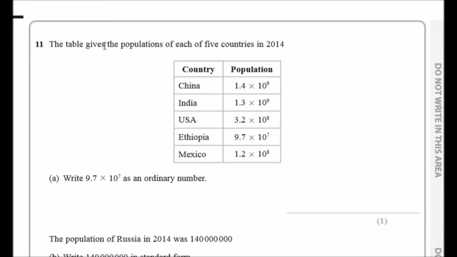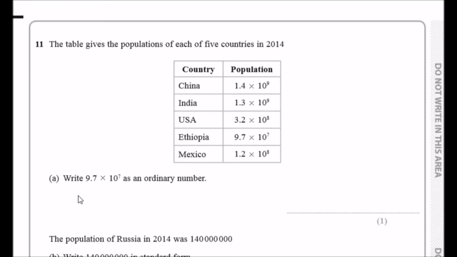All right, so the table gives us the populations of 5 different countries: China, India, USA, Ethiopia, and Mexico. A key bit of advice: the number with the highest power is the biggest. Anything to the power 9 is a billion. Anything to the power 6 is a million. So the populations are between a million and a billion. Clearly, China has the biggest, followed by India. These are just facts, we just need to know this.